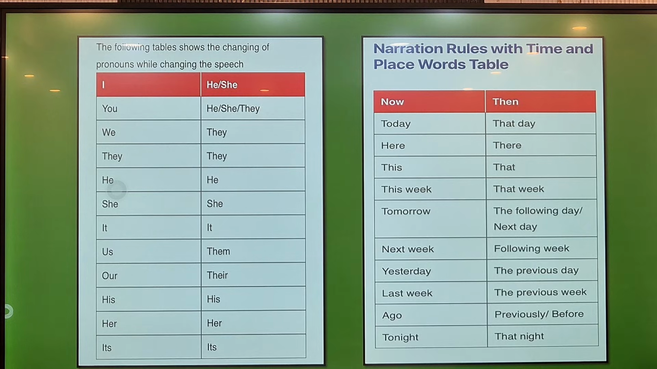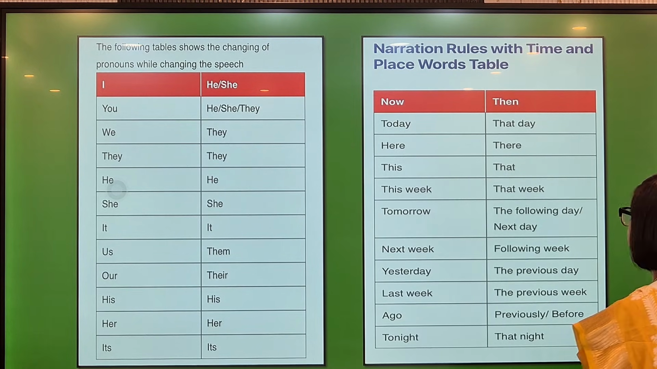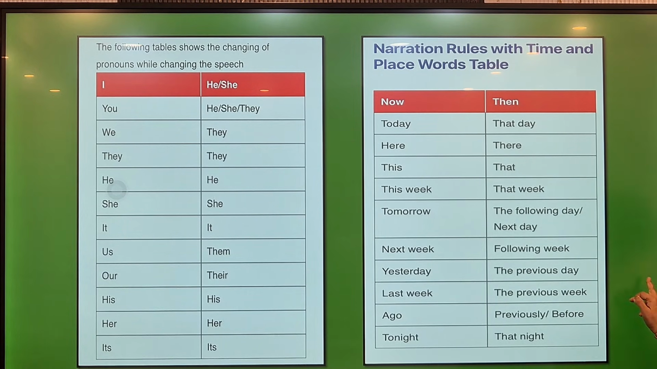So these are the tables. Make a screenshot of this. Here it is given how the pronoun changes are made and how the time and place words are, like the near words, far words that I was telling you. Today becomes that day, here becomes there, tomorrow becomes the following day or the next day, tonight becomes that night. So remember these well. These will be useful when you make the changes from direct to indirect speech.